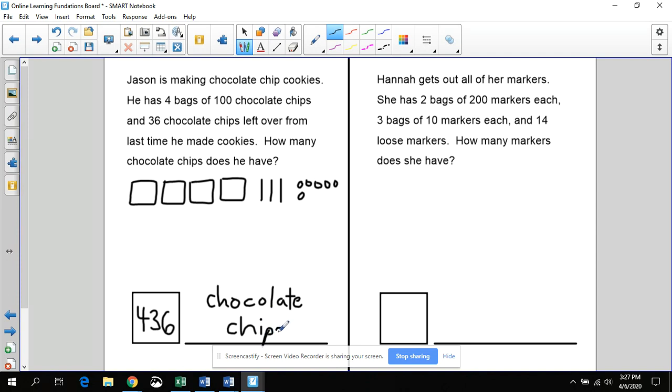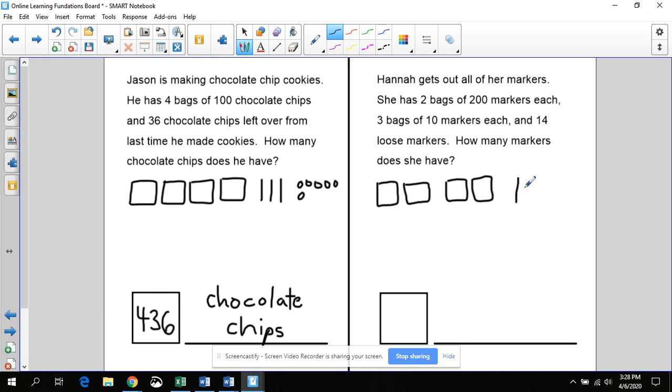For the next one, it says Hannah gets out all of her markers. She has 2 bags of 200 markers each, 3 bags of 10 markers each, and 14 loose markers. How many markers does she have? This one's a little more complicated. So each of her bags has 200 markers in it. So here's one bag that has 200. Here's her second bag that has 200. So that's going to give me 400.